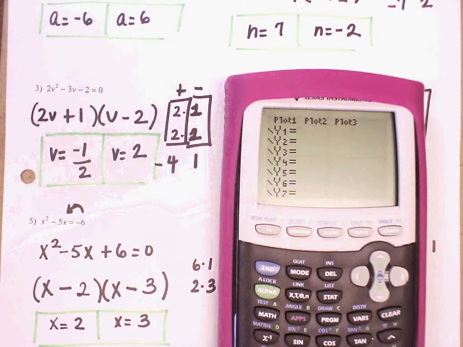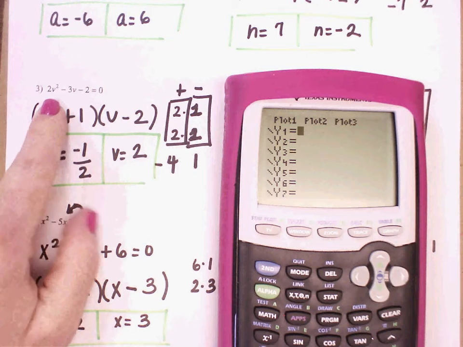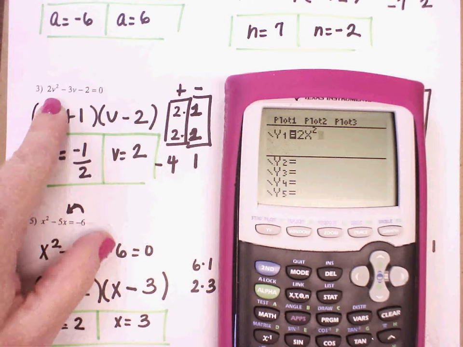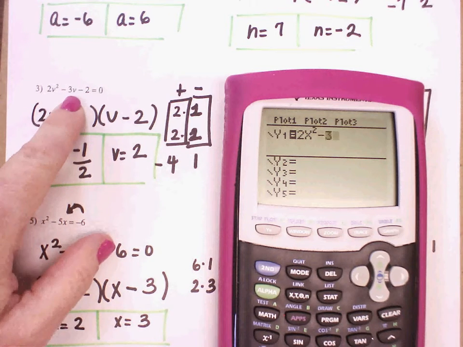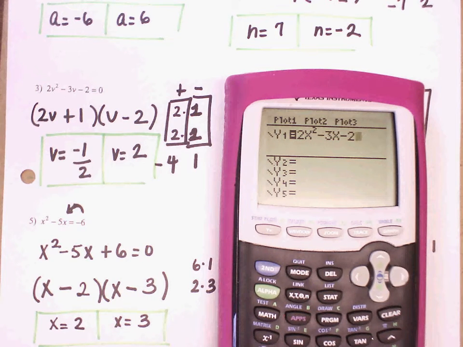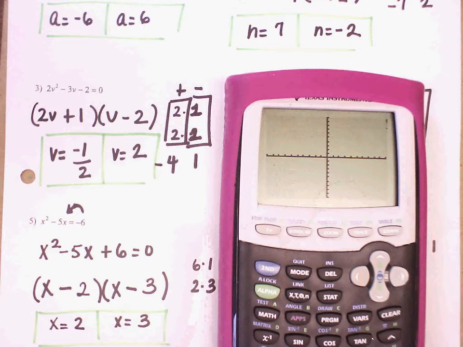Do I see a graph? Thank you very much. Y equal to. Very good. And then I'm going to go ahead and write my function. What's my function? 2x, but we're not going to write down v, right? We're going to write down x. 2x squared minus 3x minus 2. And then we're going to graph. And there it is. All right?